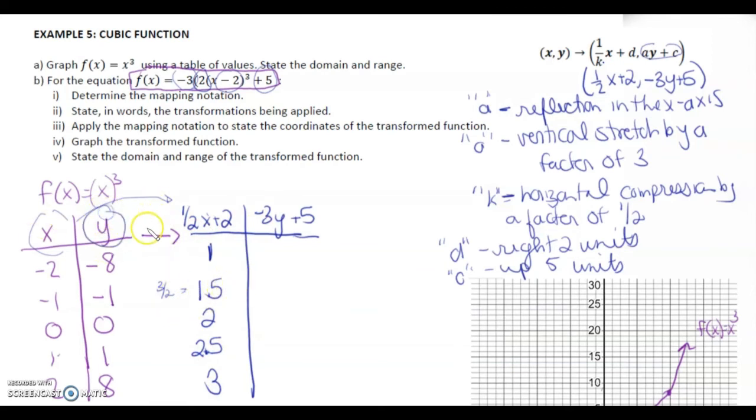Now, for our new y values, we're going to sub all of these y's into -3y plus 5. So -3 times -8 is 24, plus 5, we're going to get 29. -3 times -1 is 3, plus 5 is 8. 0 plus 5 is 5. 1 times -3 is -3, plus 5 is 2. And -24 plus 5 is -19.